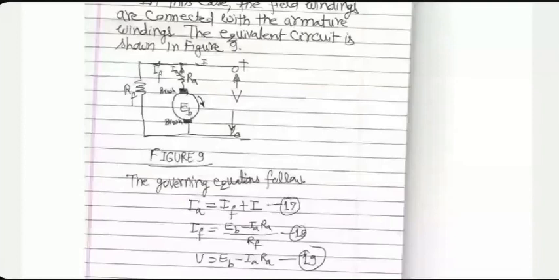IF will be voltage across the field winding divided by RF. And voltage across the field winding is EB minus IARA. That's KVL. That's why I'm writing equation 18. And terminal voltage of course is simply EB minus IARA.